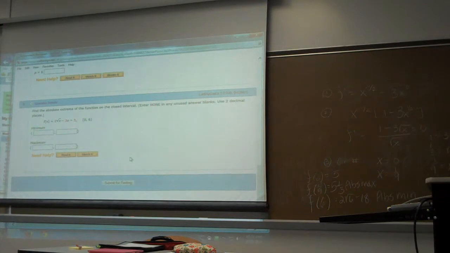If you have a graphing calculator, you can graph it and you can check yourself. You know, does it look like it maxed out there and then it minned out there? But if you don't, it's not a problem. You're just following the steps.